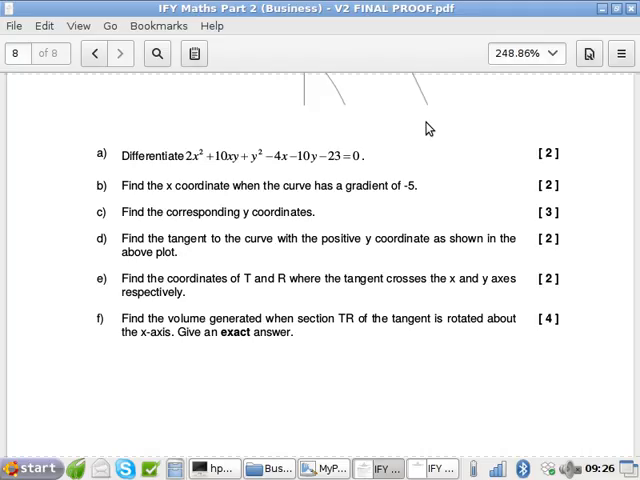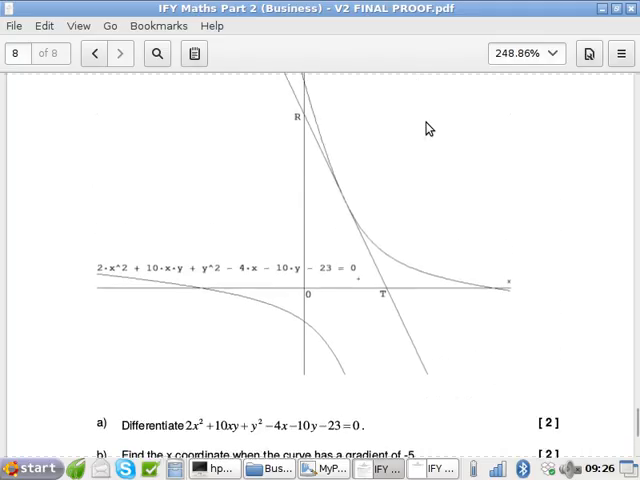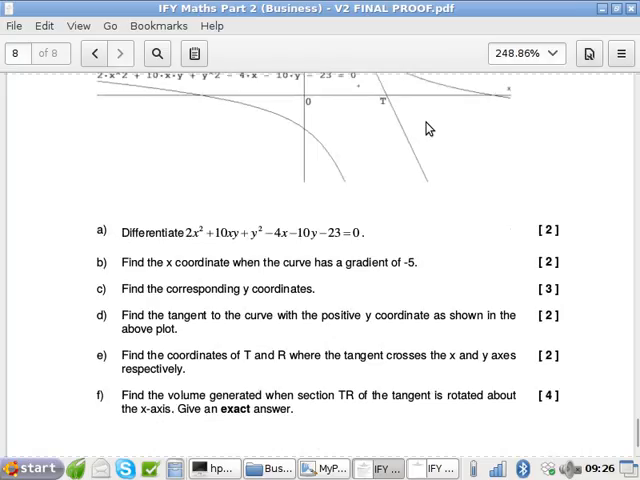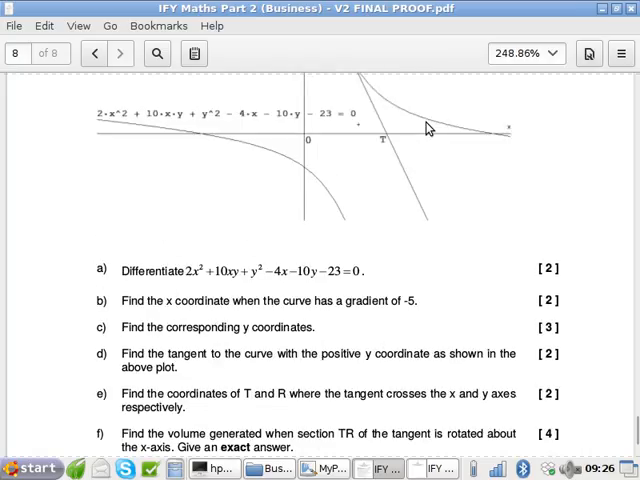This is B6, I think. Yes. Business students, did we do volume or just area? We did volume? Yeah. Okay.